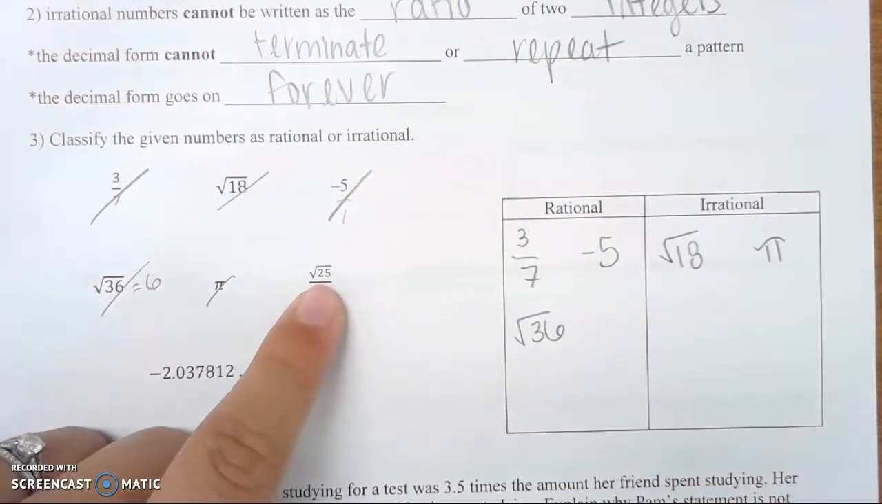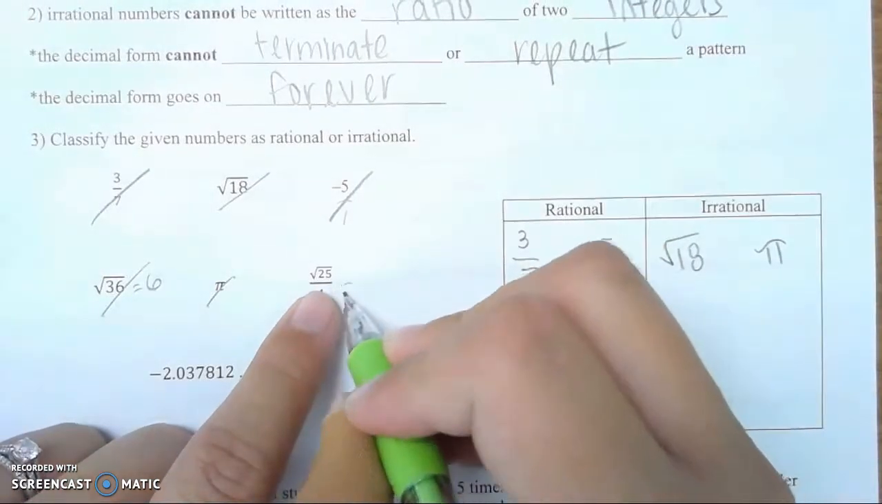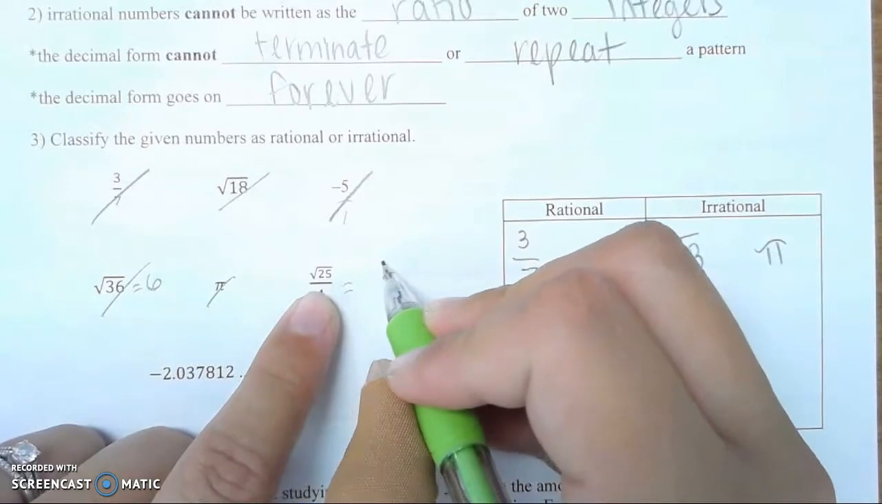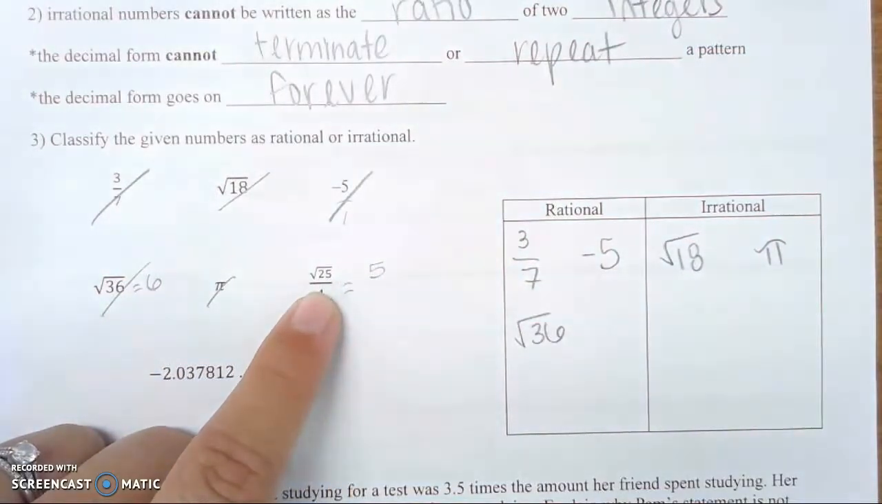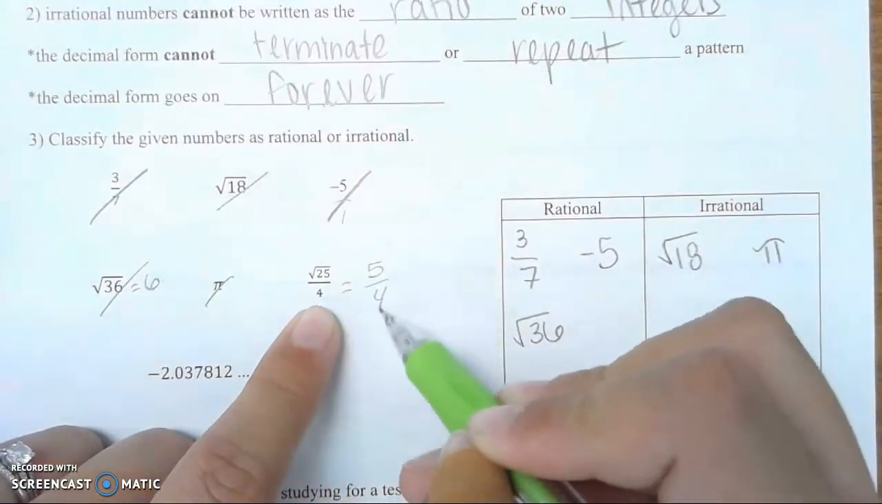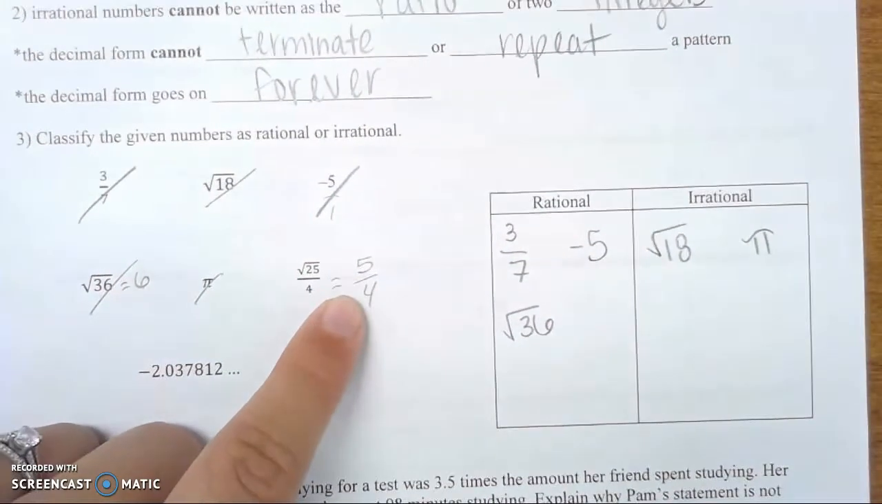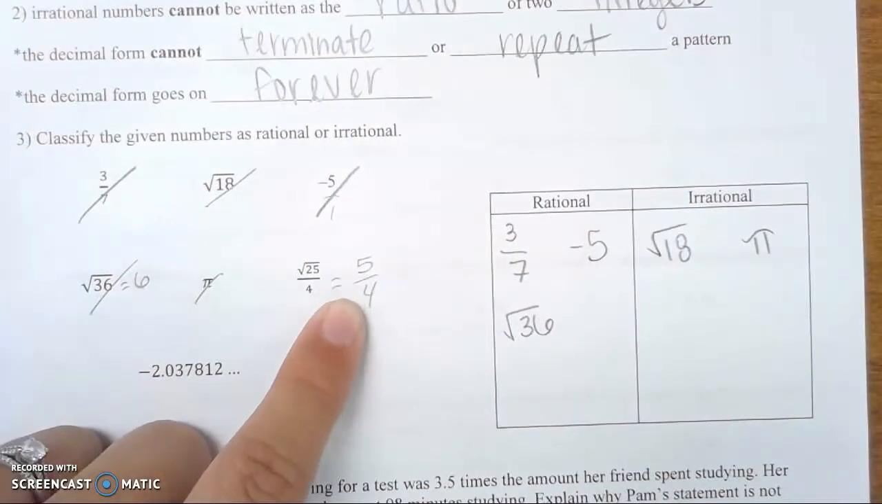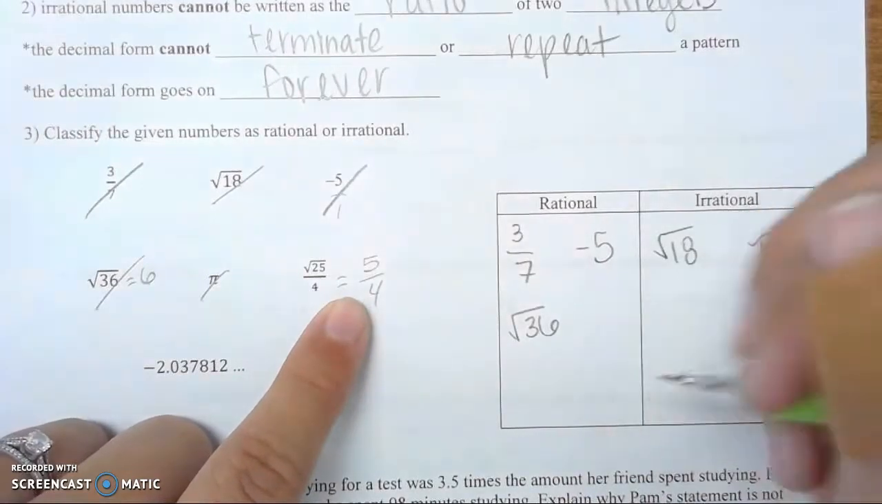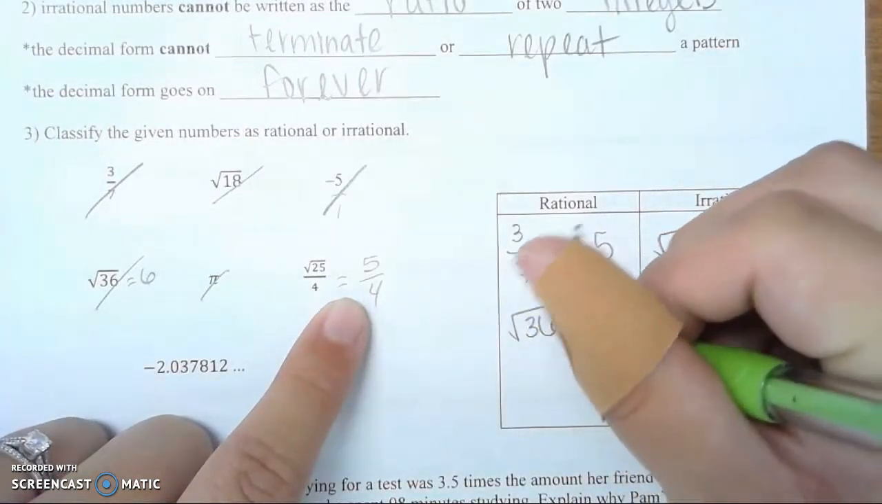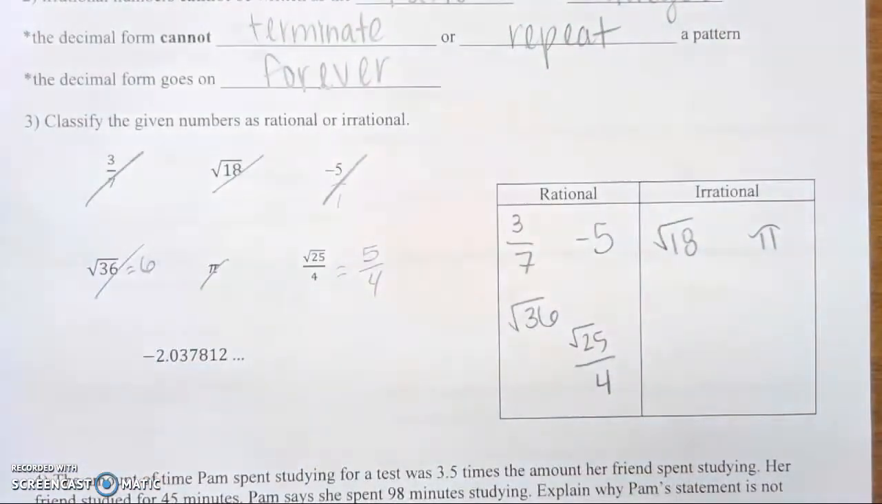Square root of 25 over 4, notice that the square root of 25 is a perfect square root, so if we were to solve that, square root of 25 is 5, because 5 times 5 is 25. And then this would be over 4. So since 5 over 4 is a fraction, that is the definition of a rational number. So the square root of 25 over 4 is rational.